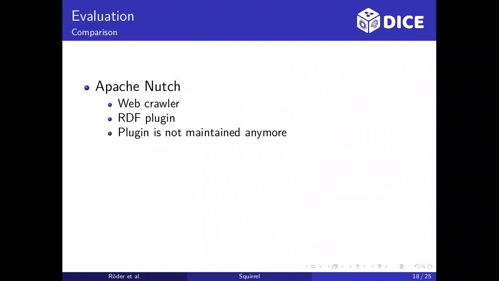Now we come to the evaluation of our crawler, and first we compared it to two existing crawlers. The first one is Apache Nutch, an open source project for a web crawler. This web crawler has an RDF plugin, but unfortunately this plugin is not maintained anymore, but we still have it here for comparison reasons.